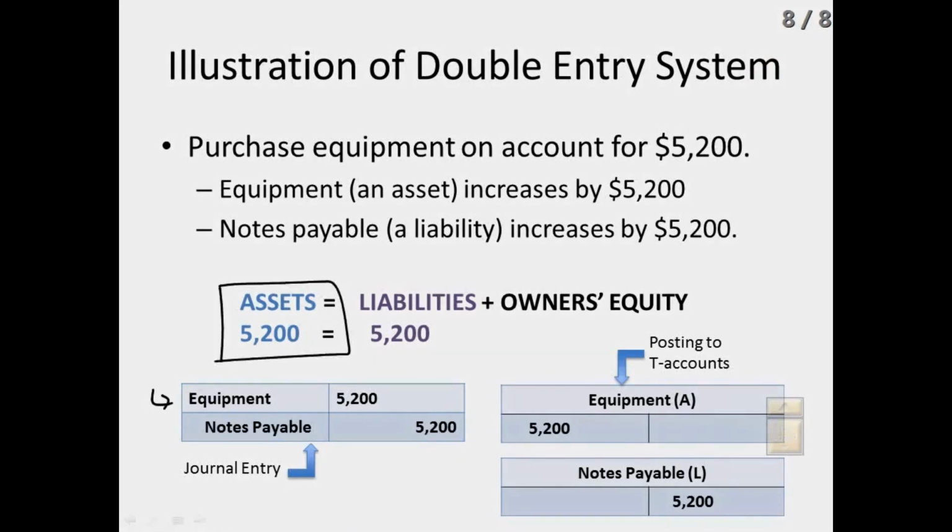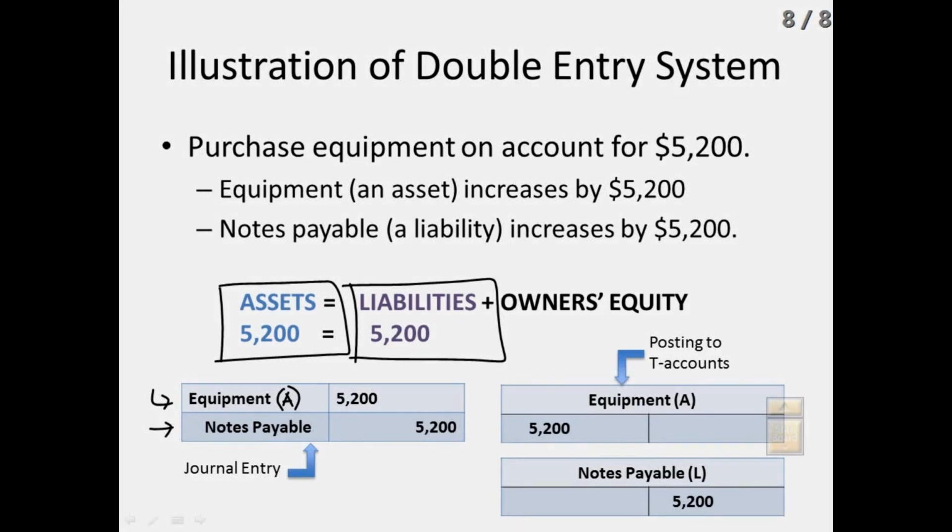So my assets have increased by $5,200, and that's a debit to assets. But at the same time, I also have increased my obligation. I didn't use cash on hand. Instead, I incurred a liability. In a few weeks, when the invoice comes for this equipment, I need to pay it.